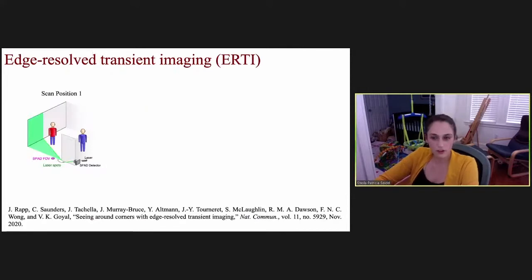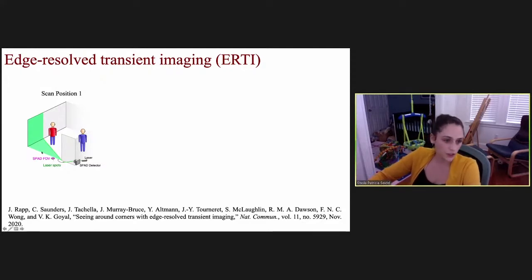So I'm going to change gears now and talk about active edge-resolved imaging systems. The earliest one of these is the edge-resolved transient imaging system, or ERTI. Here they're deriving longitudinal resolution from the temporal response of a pulse laser and angular resolution from that vertical edge. You can see here, they're pulsing a laser at the floor and scanning it in a small arc around the corner. And then a single pixel SPAD is pointed at the pink region on the floor, and that accumulates histograms of photon arrival times.